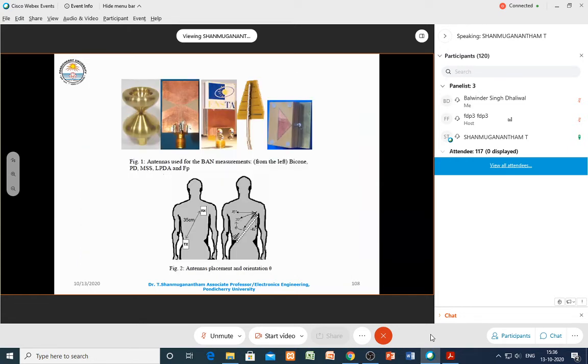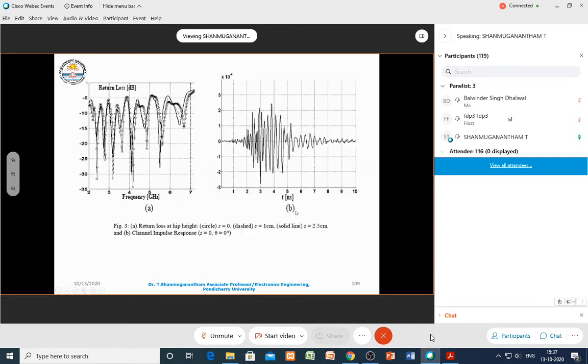And so these are the antennas used for body area networks, particularly biconical antennas and low profile dual band antennas. These types of antennas are developed particularly for the human body. This type of flexible material can be very easily mounted on the human body for measurement. So here is the return loss measurement for the different circle, dashed, as well as slotted line cases.